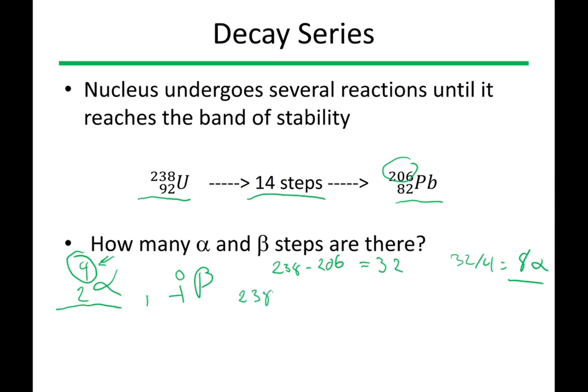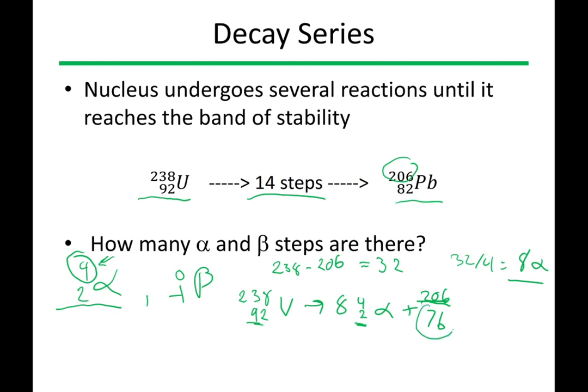So we'd have 238, 92, and if we had 8 alpha particles, in order for this to balance, we would also have to change the Z by 8 times 2, so that would be 16. And so that would give us the right number for the mass number, but it would give us 92 minus 16, or 76 for the Z.